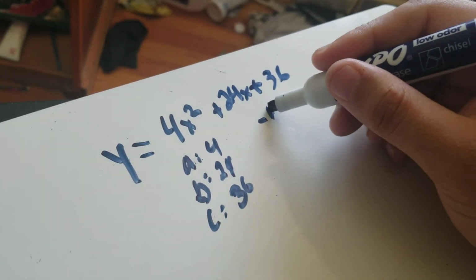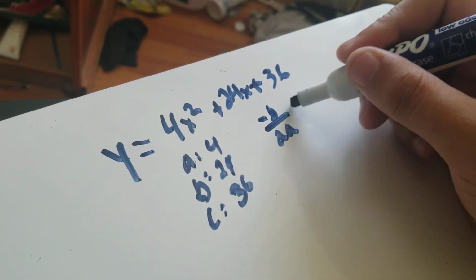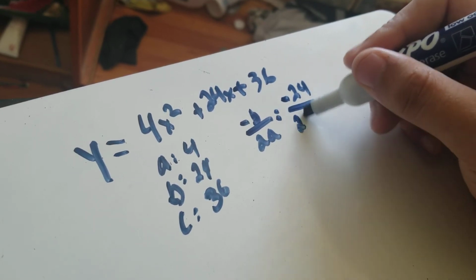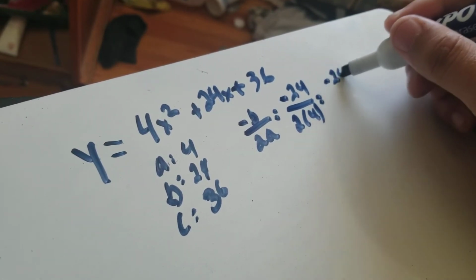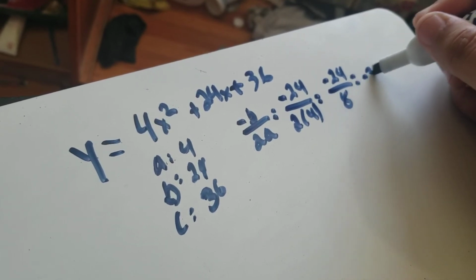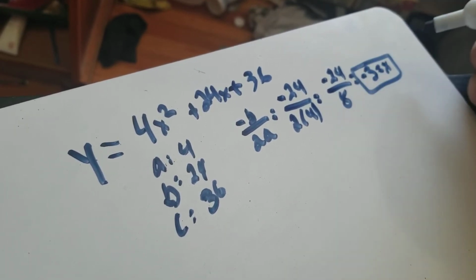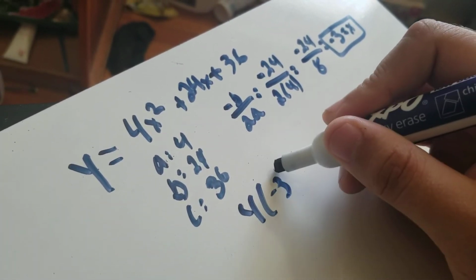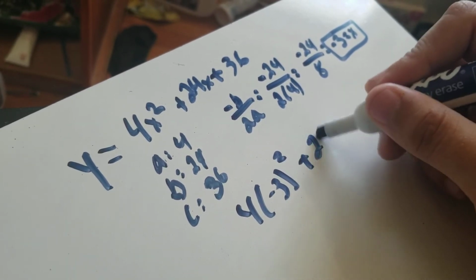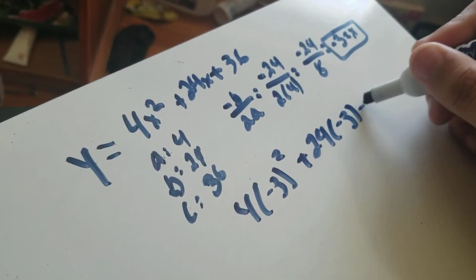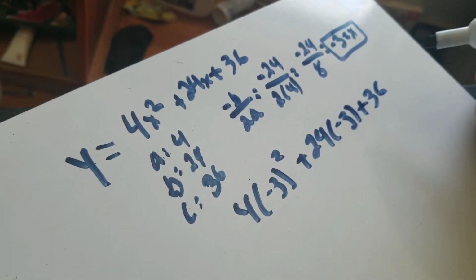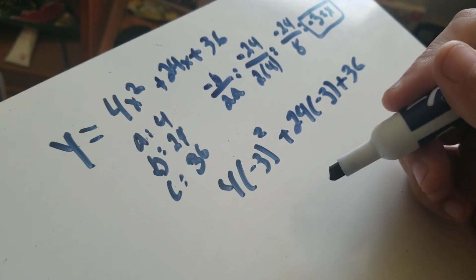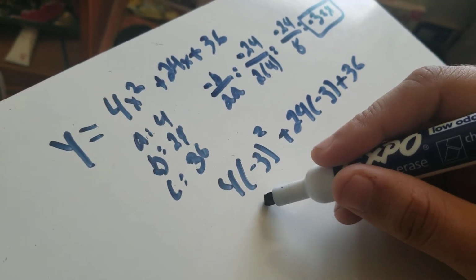So we do our negative B over 2A. That's negative 24 over 2 times 4, which is negative 24 over 8, which is negative 3. So negative 3 is my x. I take that and plug it back in: 4 times negative 3 squared plus 24 times negative 3 plus 36. Now I'm getting a little nervous. I hope this actually does go to 0. Negative 3 squared is 9, 9 times 4 is 36, then 36 minus 72, plus 36.